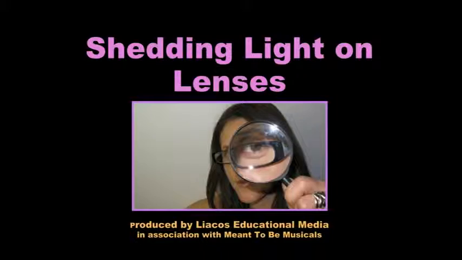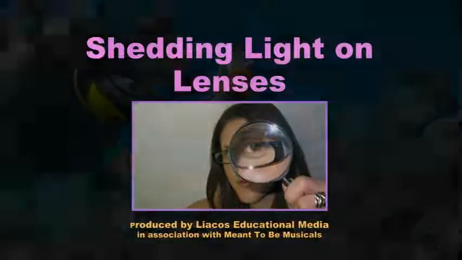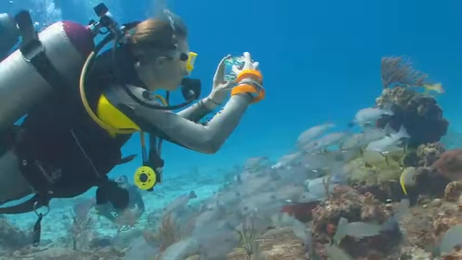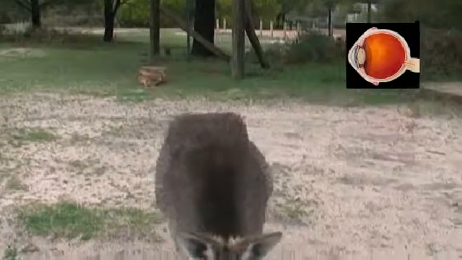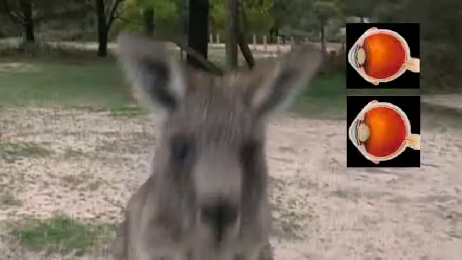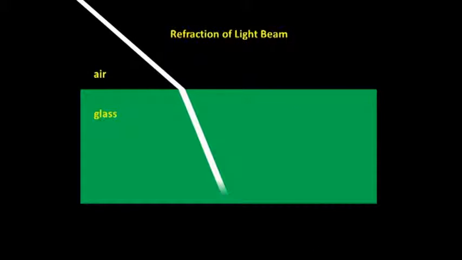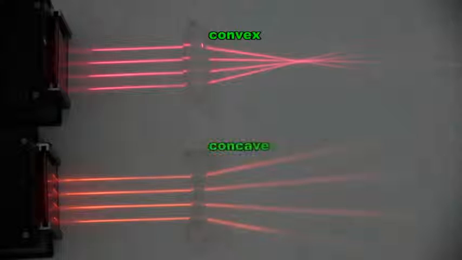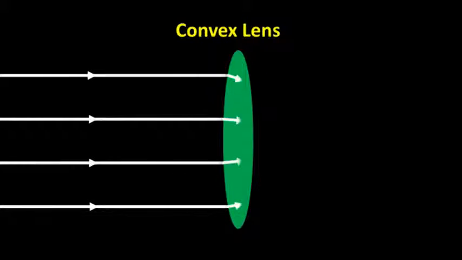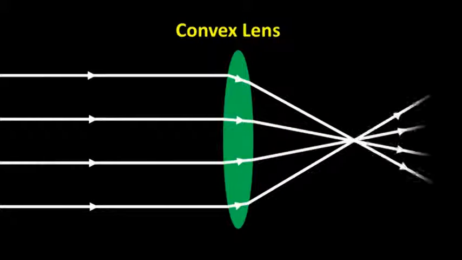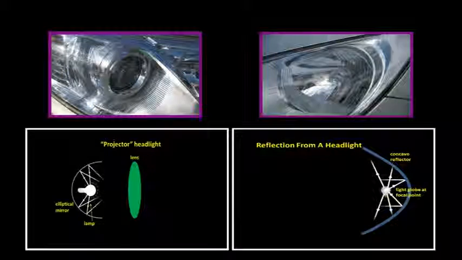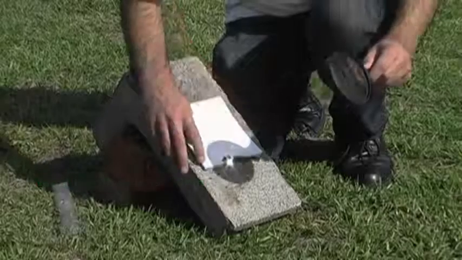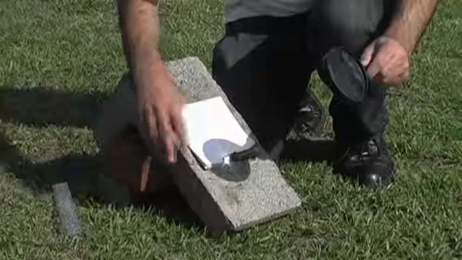This has been a short excerpt from Shedding Light on Lenses, part of the phenomenal Shedding Light series of programs aimed at high school students studying the topic of light. The video begins with a brief recap on refraction, followed by an introduction to convex and concave lenses. The ability of convex lenses to focus light rays to a focal point is shown, and this ability is demonstrated in projector headlights and by using the sun to set fire to paper.